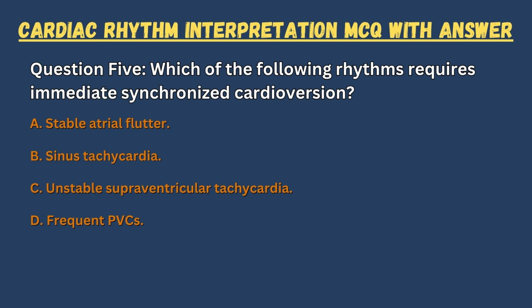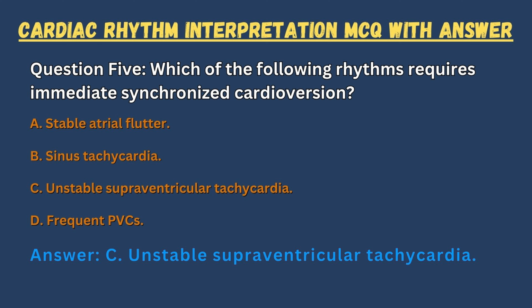Question 5. Which of the following rhythms requires immediate synchronized cardioversion? A. Stable atrial flutter. B. Sinus tachycardia. C. Unstable supraventricular tachycardia. D. Frequent PVCs. Answer: C. Unstable supraventricular tachycardia.